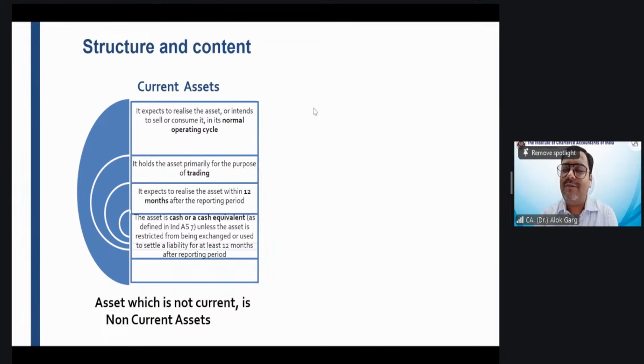Now, how can this true and fair view be achieved? This true and fair view can be achieved by complying with the requirements of all the applicable Indian accounting standards. If the financial statements are not prepared in compliance with Indian accounting standards, and you are publishing and getting those financial statements audited, then what happens? The auditor will qualify those financial statements. The auditor will write that these financial statements are not reflecting a true and fair view, as they are not in compliance with Ind AS.